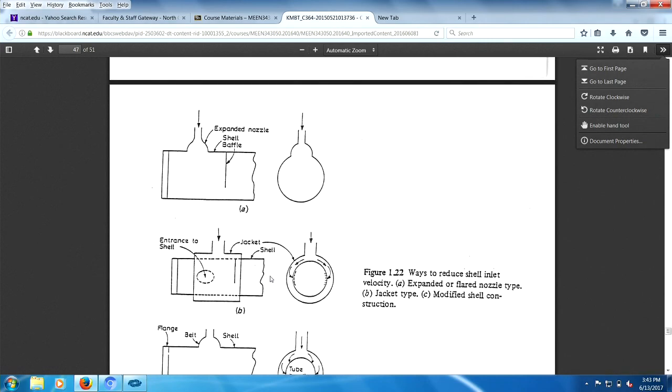Different nozzle designs to prevent high-speed flows from hitting the tube bundle. Of course, we could put in here an impingement baffle. A baffle is a piece of steel or piece of plate put in. An impingement baffle would be maybe a sheet of plastic in here to keep the high-speed flow from hitting the tube bundle.